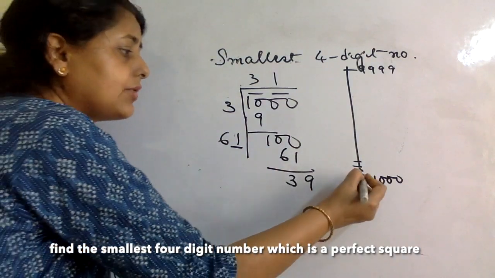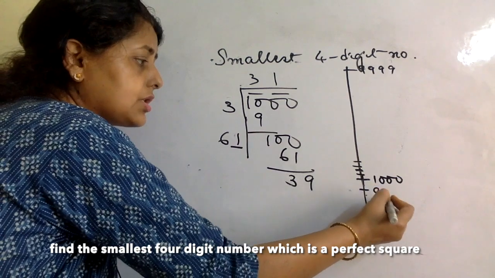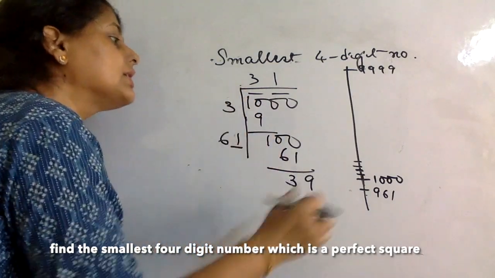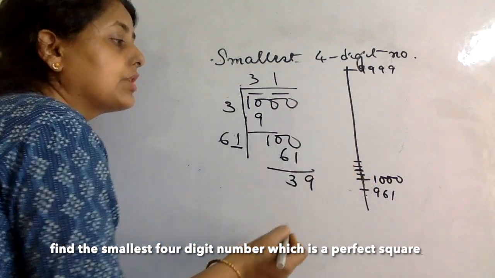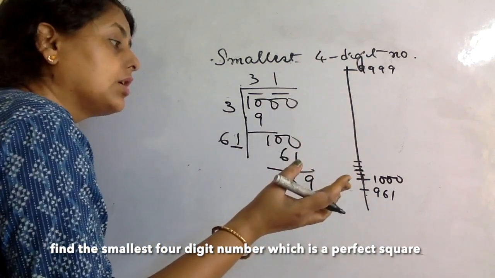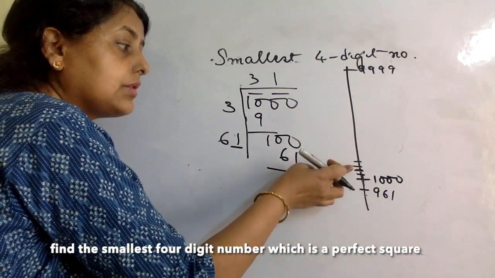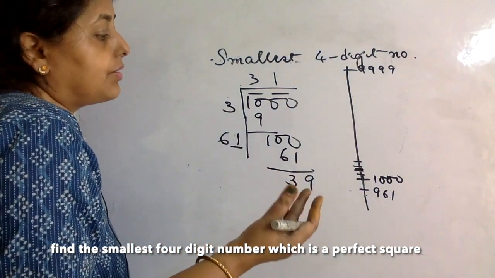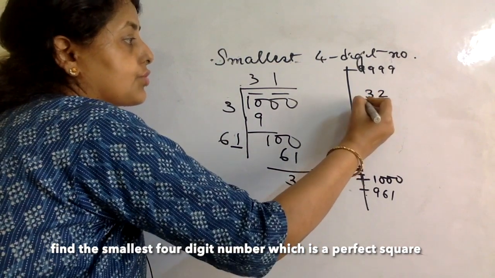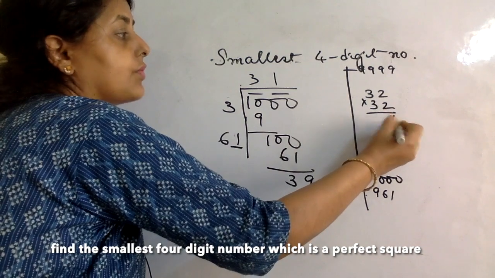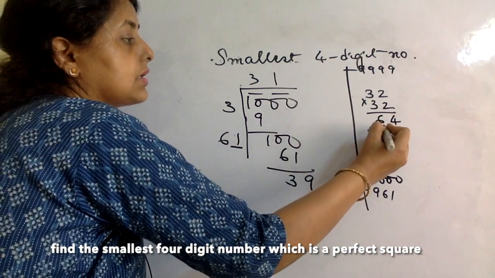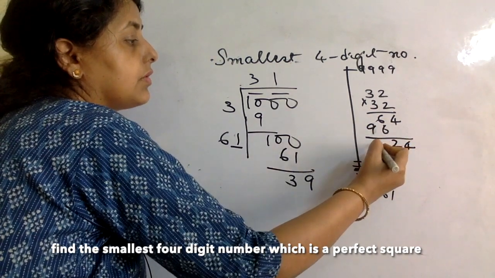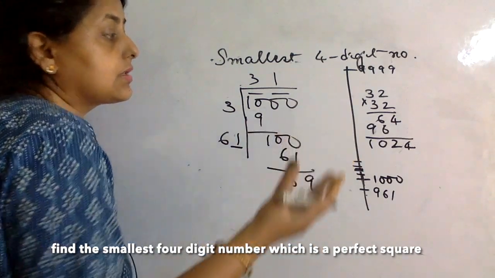That means if 31 square lies here, okay, we already saw in the last question which is 961, then 32 square, that is the very next square only, will lie above 1000, and that will be the smallest perfect square, because 31 square is here and 32 square is above this, isn't it? So 32 square is actually my answer. So let me do 32 square, 32 into 32, that is 4 and 6, and this is 96, 4, 12, 1024. So 1024 is 32 square.